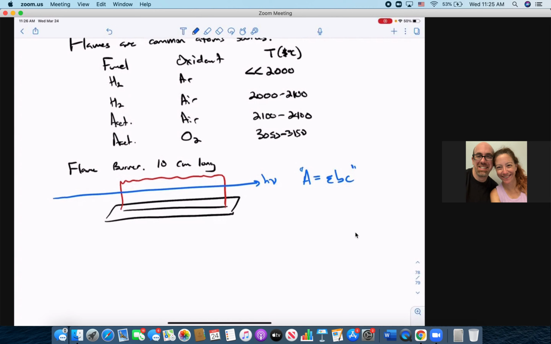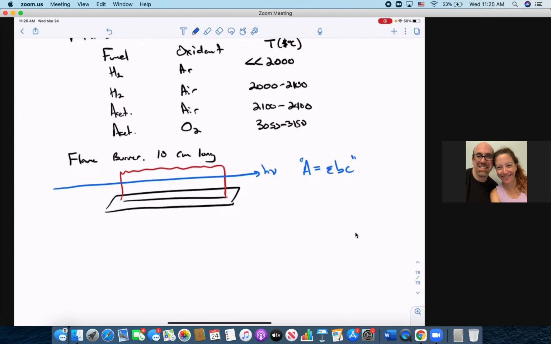It was horrible. But we use a longer path length because if you have a longer path length for a given concentration, you get more absorption. And that actually is true in Beer's law. It's not necessarily linear, but it does happen that way. We're going to talk about Beer's law and why it's garbage later.